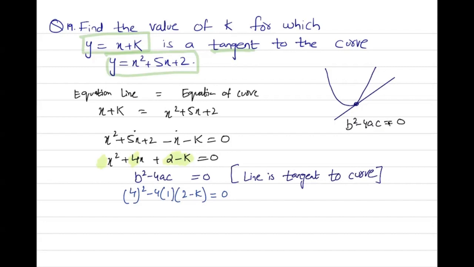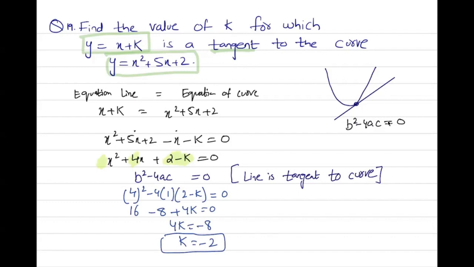Sir, 4. Solve again. 16 minus 8 plus 4k, 4k equals minus 8. So k equals minus 2. The k value is minus 2. Oh, sir, I didn't multiply 4 by 2. Okay.